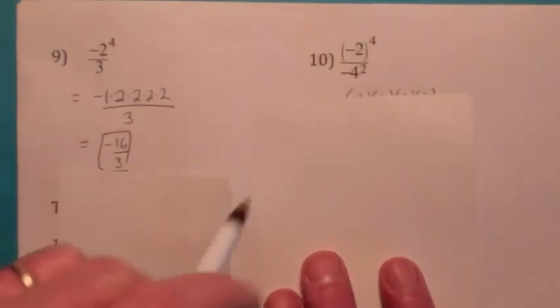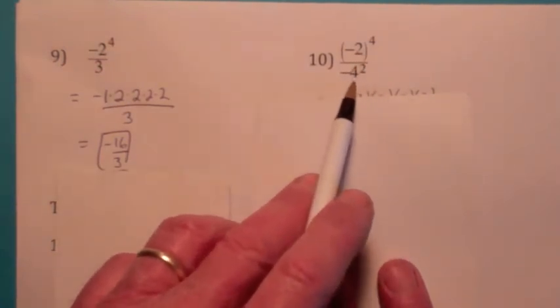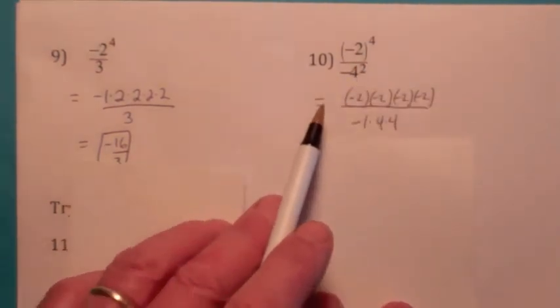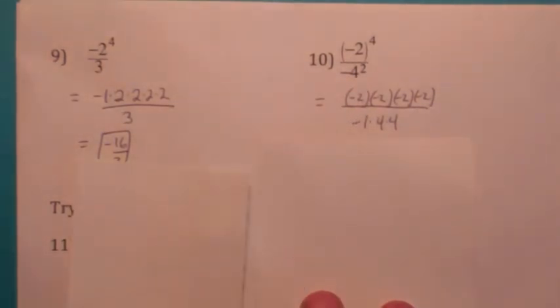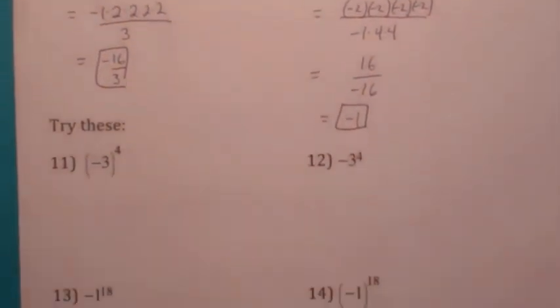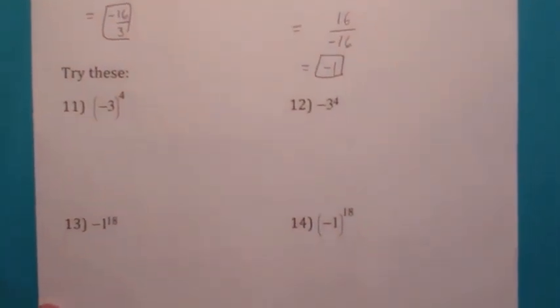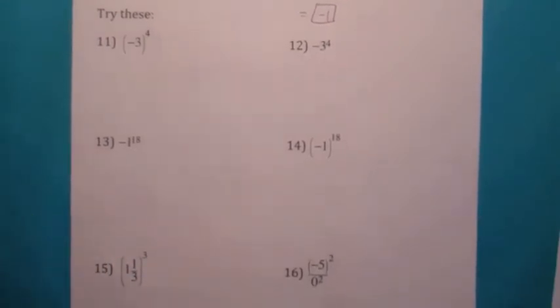Here you have the base on the top is negative 2. The base on the bottom is just 4. Again, there's no parentheses on the bottom, so the base is just 4. You should have gotten 16 on the top, negative 16 on the bottom. The answer is negative 1. Okay, we've got a few minutes left. Why don't you try these last ones, and we'll go over these in just a minute. Hit the pause button.